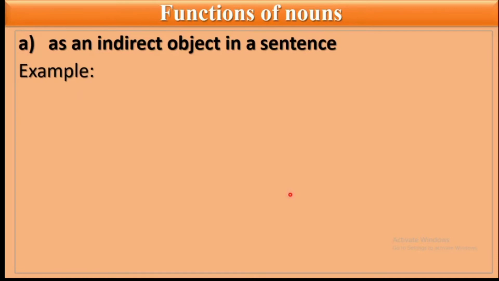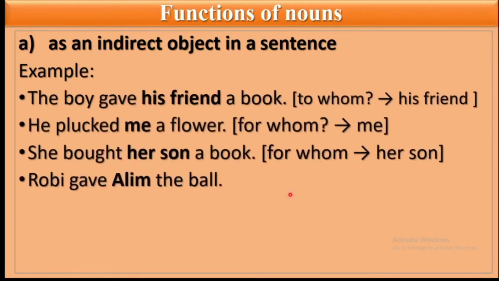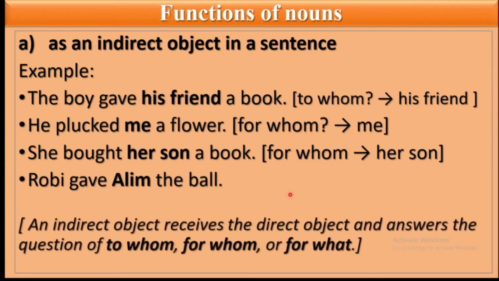Functions of noun as an indirect object in a sentence. First, we need to know what an indirect object is. An indirect object receives the direct object and answers the questions of to whom, for whom, or for what.